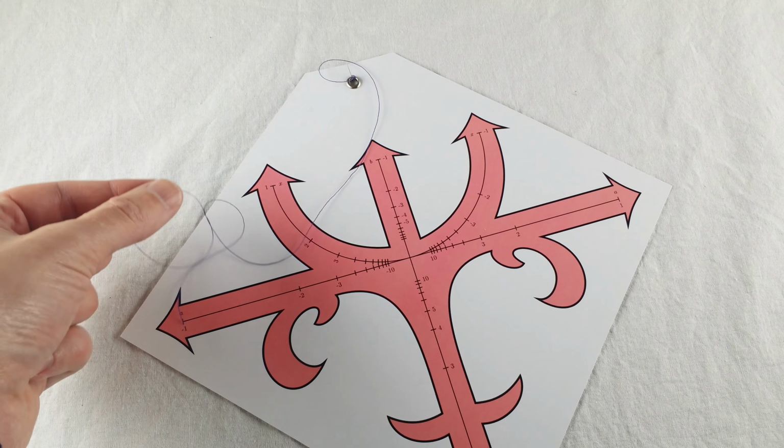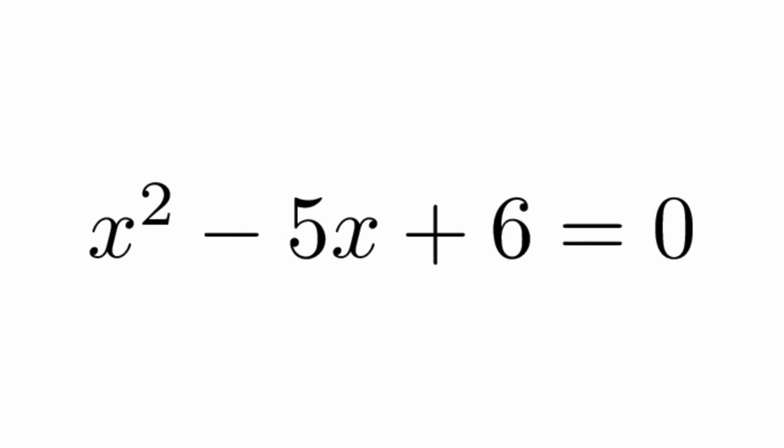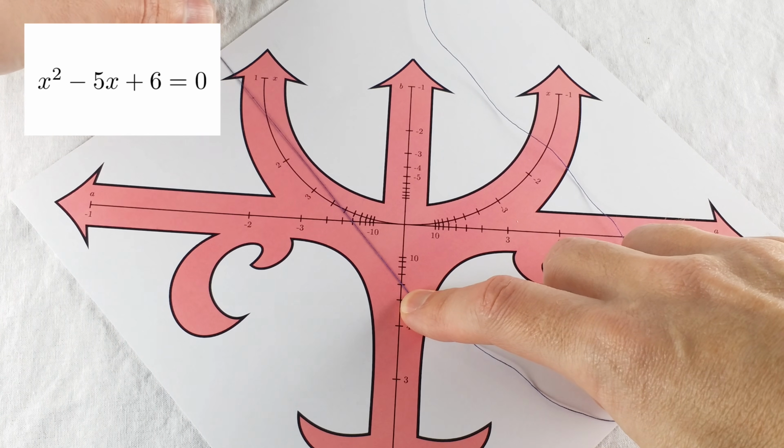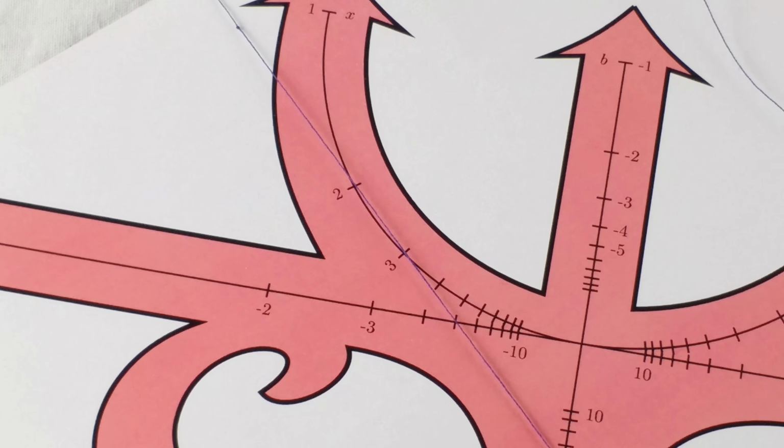Let's say you've got a quadratic equation like this one here, x squared minus 5x plus 6 equals 0. You line up the string just right, and it tells you the two solutions of the polynomial.